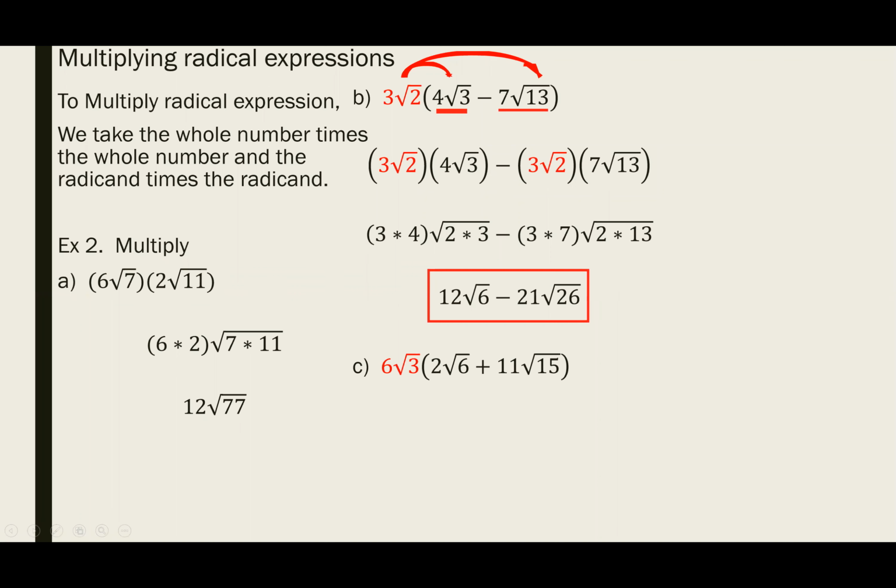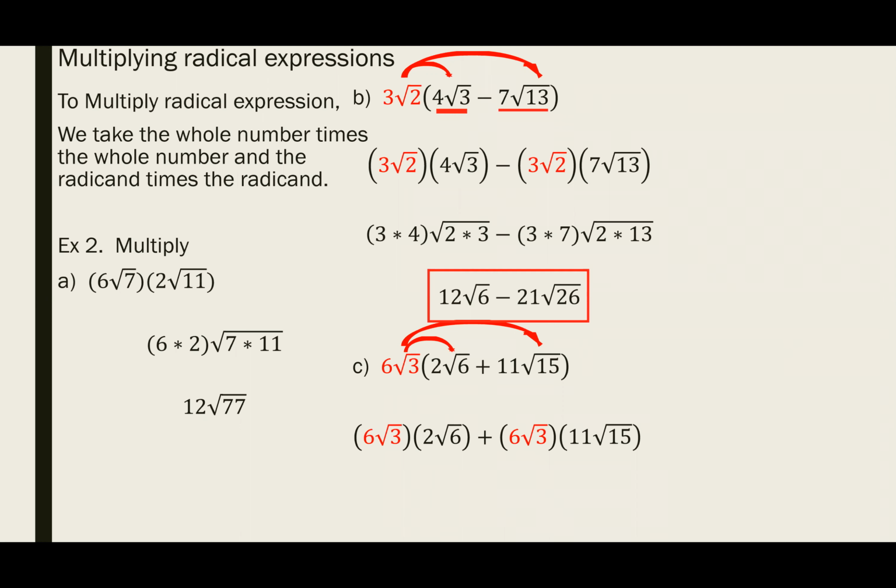And again, similarly with this item, with a small exception, looking at this, as you can see, we have this item we need to distribute in, and we have this item we need to distribute in, right? To get rid of the parentheses, just like every time we have something outside of the parentheses, we need to multiply, distribute them in. Technically, what we do is we take 6 square root of 3 times 2 square root of 6, and 6 square root of 3 times 11 square root of 15.